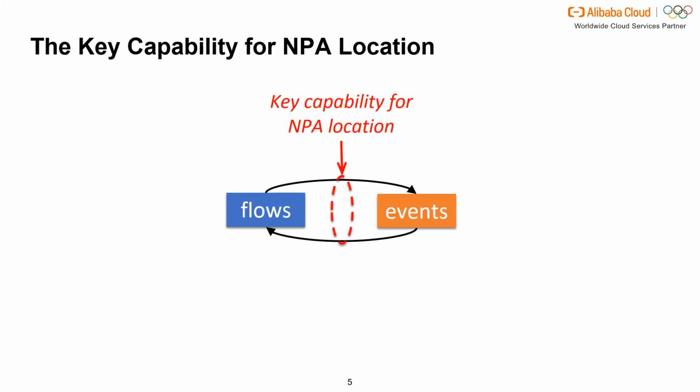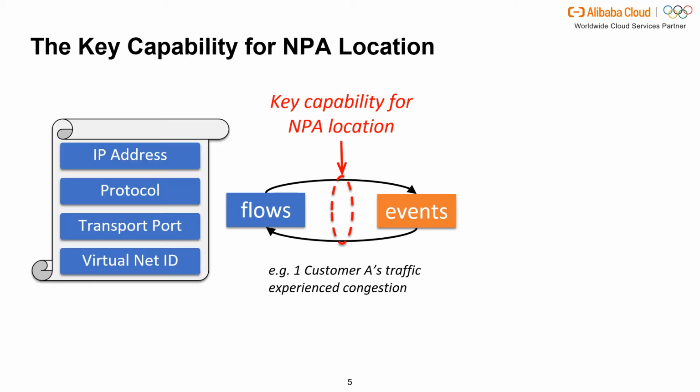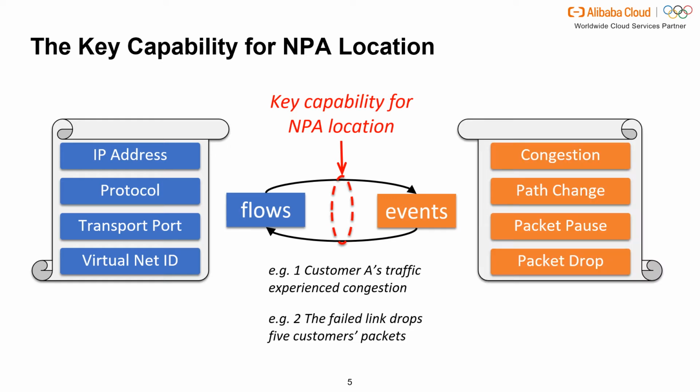For fast NPA location, operators must be able to correlate flows and events. First, the monitoring granularity should be flow level, because precise information about where and how the application traffic gets disturbed can significantly accelerate the NPA location. Second, operators should be able to precisely capture all performance-critical events, including congestion, path change, packet pause, and packet drop.